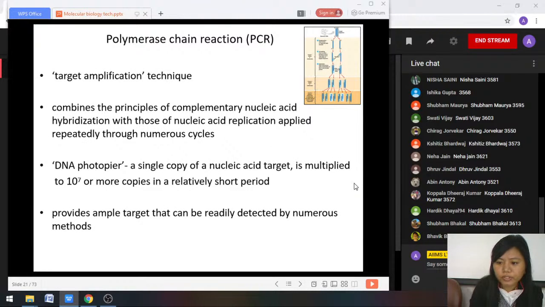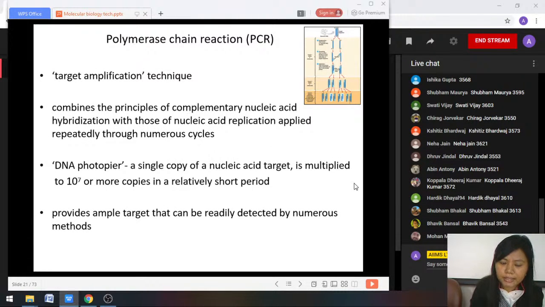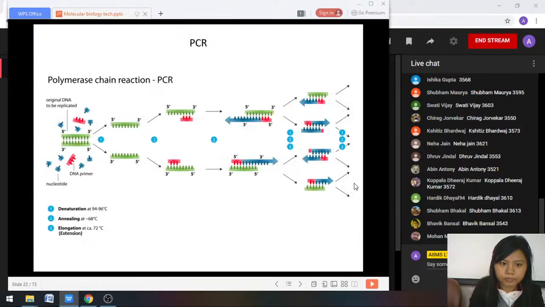So PCR, we talked about, is a target amplification assay. It combines the same principles of complementary nucleic acid hybridization with nucleic acid replication, right? Applied through repeated numerous cycles. It's like a DNA photocopier which will copy a nucleic acid target and multiply it several times, generally 10 to the power 7 or more, in a very short period. It provides ample target which is then readily detected by various other methods.